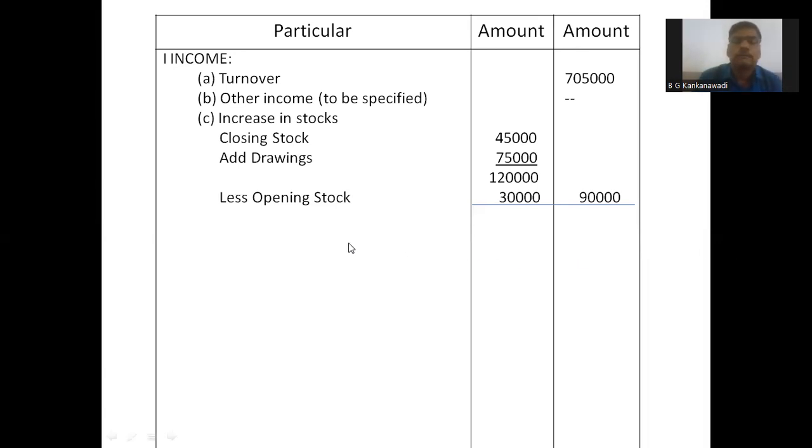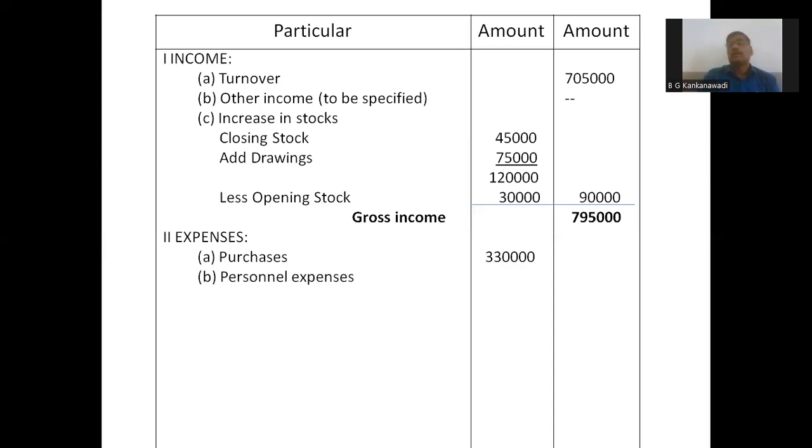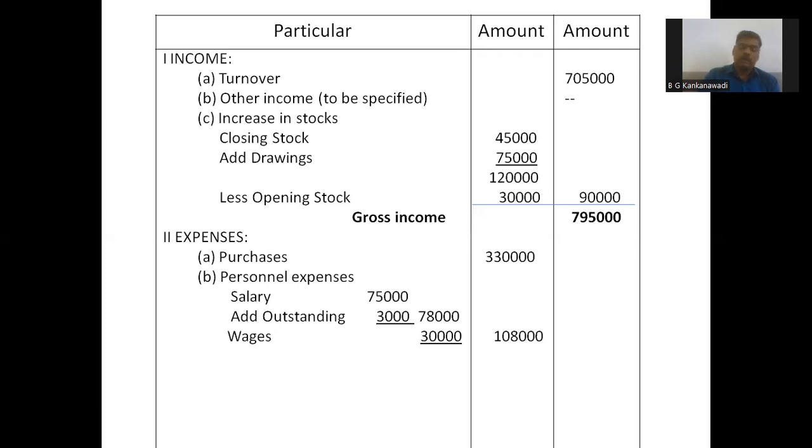Okay. Next total is 7,95,000 gross income. Now you take the expenses. First expense is purchase. Purchase is 3,30,000. Next personnel expense. In the personnel expense there are two. First is salary. Add outstanding 3,000. Total 78,000. Second is wages 30,000. So salary plus wage total is 1,08,000.